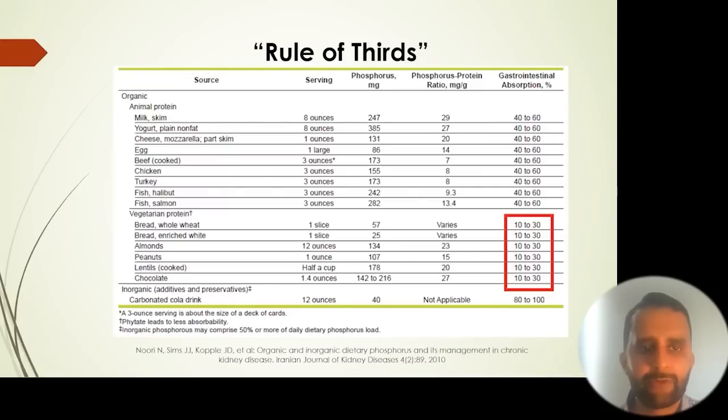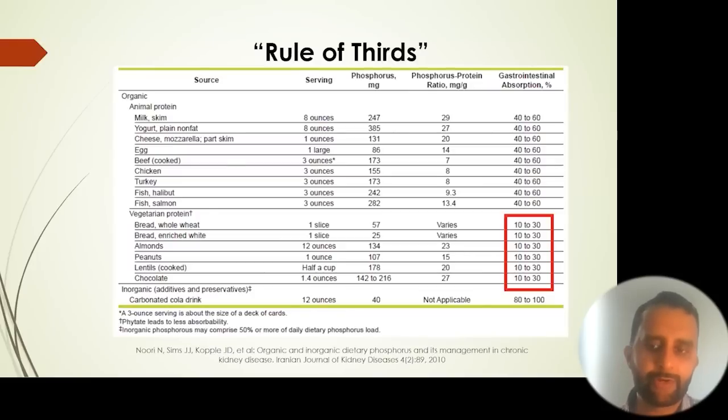This includes milk, yogurt, eggs, cheese, beef, chicken, turkey, and fish. These things are about 40 to 60% absorbed in terms of their phosphorus. So not all the phosphorus is absorbed, but about 40 to 60%. Plant protein or vegetarian protein, in this example, they used breads, almonds, peanuts, lentils, and chocolate. This comes out to about 10 to 30%. So you have 1/3 and 2/3.